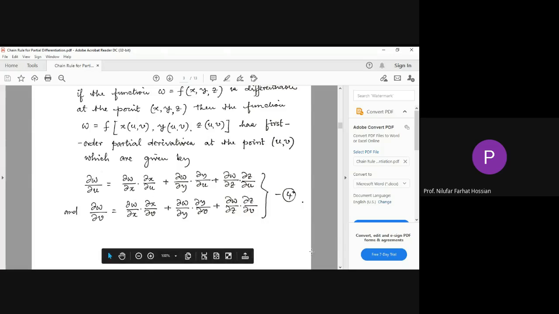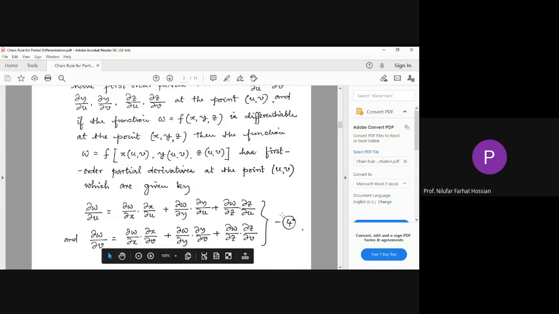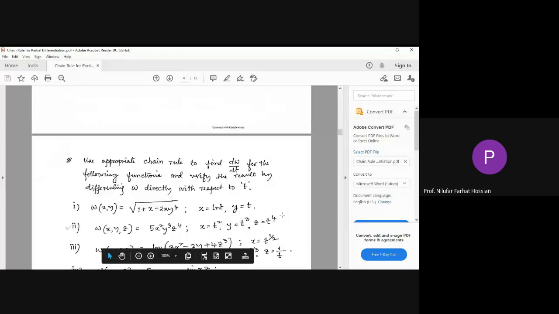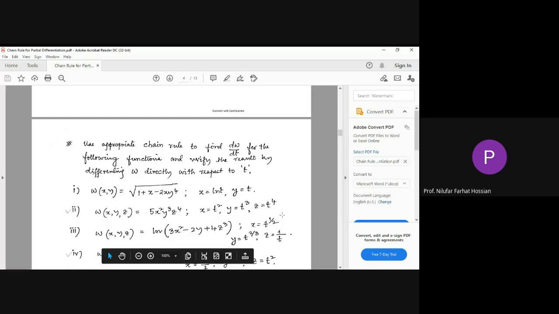So you see, these are just extensions. The main idea is the same. If the number of variables increases, the number of terms increases. So these are the main things. Now we can perform only one math here, so let us do it.